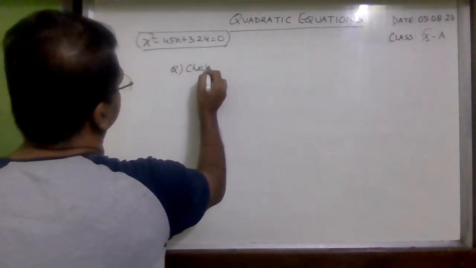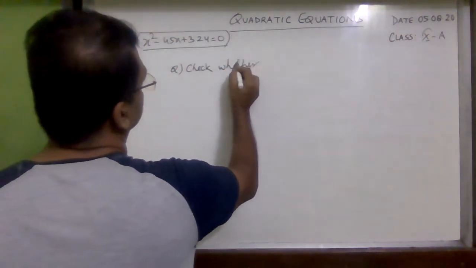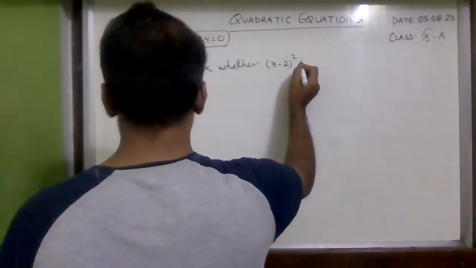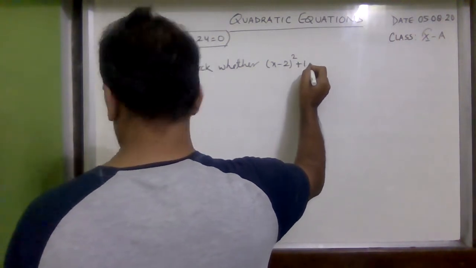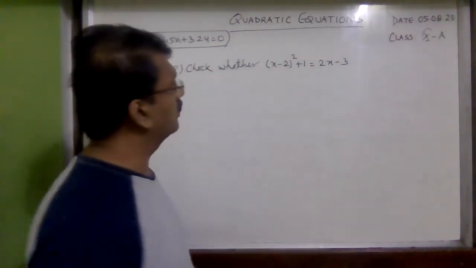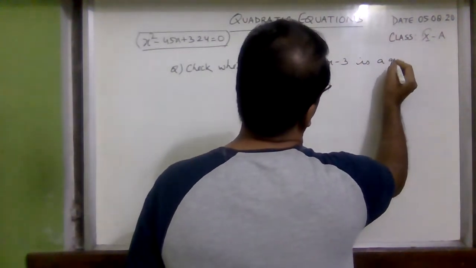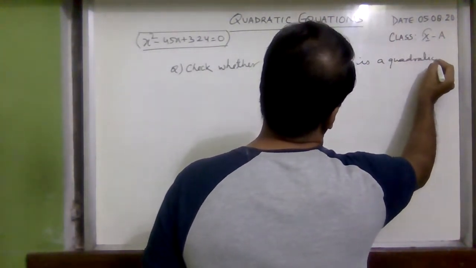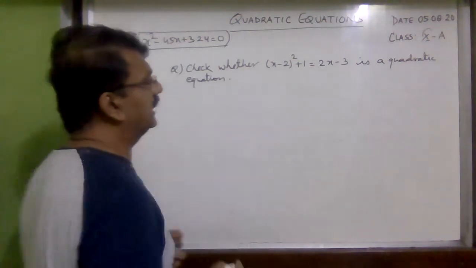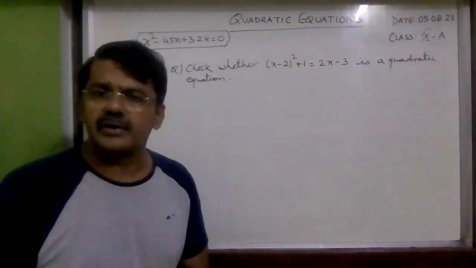Check whether x minus 2 whole square plus 1 is equal to 2x minus 3 is a quadratic equation or not. You have to check whether this equation is a quadratic equation or not.